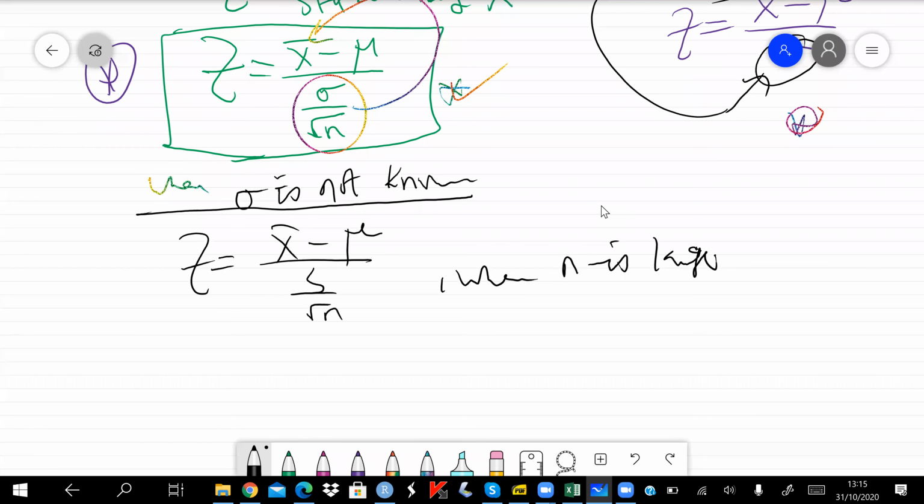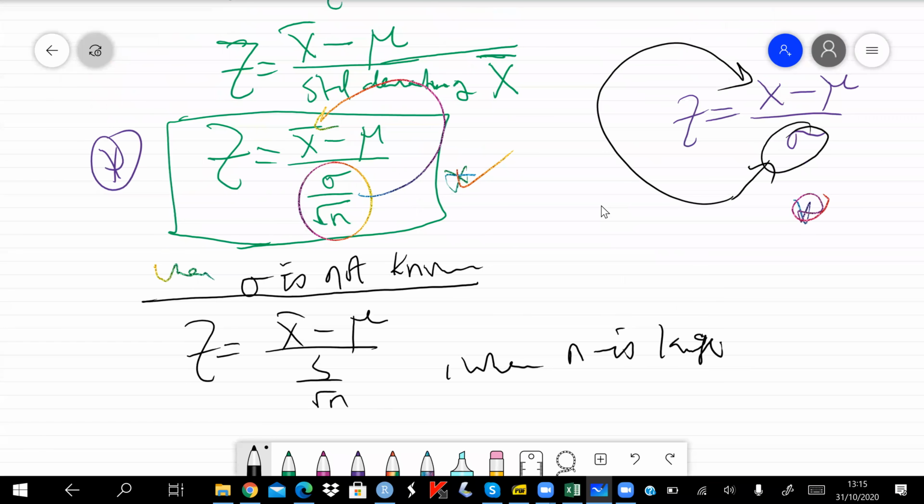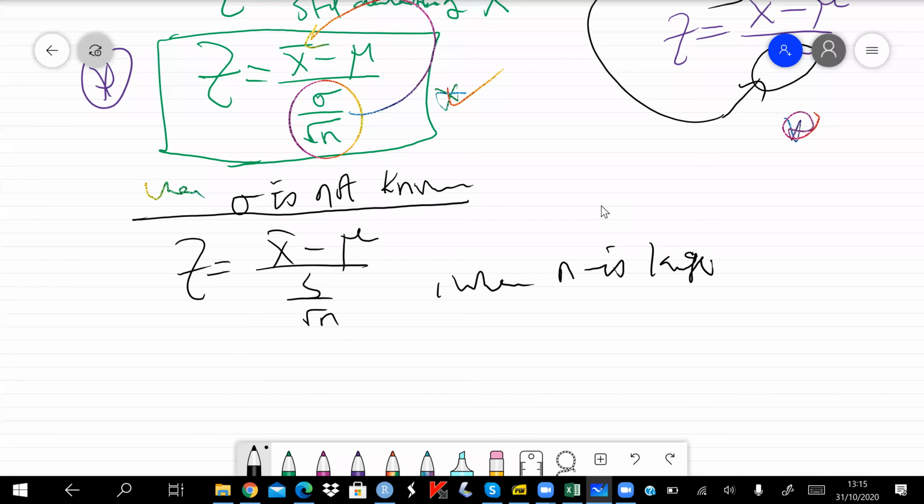If the size of the sample is small and we are sampling from a normal distribution, so those two must be there. If you are sampling from a normal distribution, not from any other distribution, and the sample is small and sigma is not known, you use the t distribution.